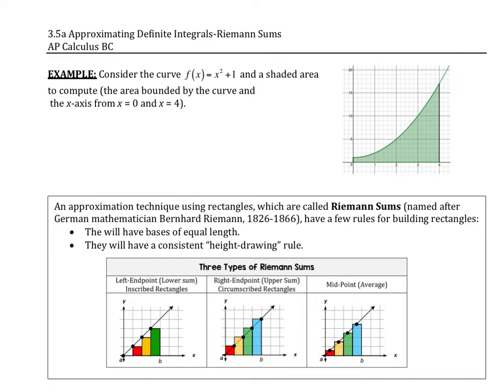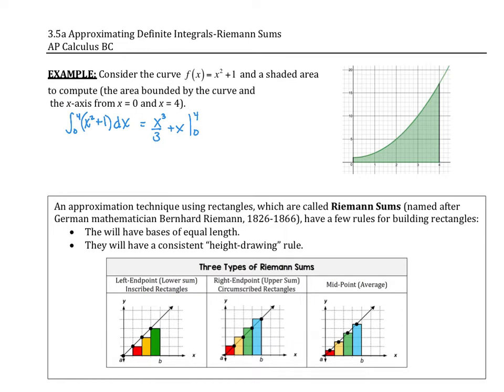So let's consider the curve f of x equals x squared plus 1, and its shaded area. To compute the area bounded by the curve, from everything we've done so far, we would take the integral from 0 to 4 of x squared plus 1 dx. And we know to do that, we would get x cubed over 3 plus x evaluated from 0 to 4.